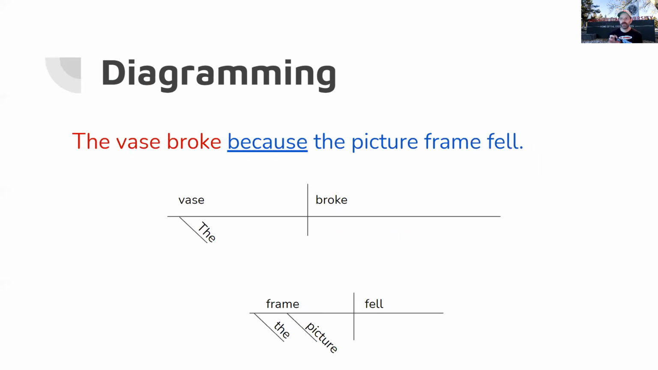Let's take a look at this one. Again, we've got our two parts: the vase broke and the picture frame fell. How are they being connected? In other words, what is this subordinating conjunction doing? If we think about it, it answers the question of why. Why did the vase break? Again, it's helping us understand the why of the breaking. So again, we'll use a subordinating conjunction to connect our verb phrases on a dotted line. So the vase broke because the picture frame fell.